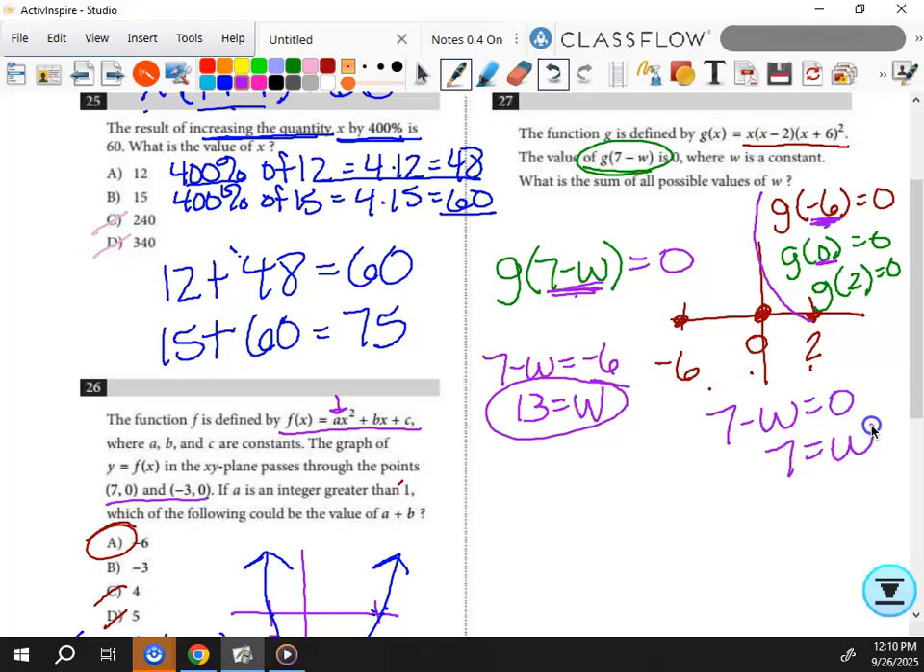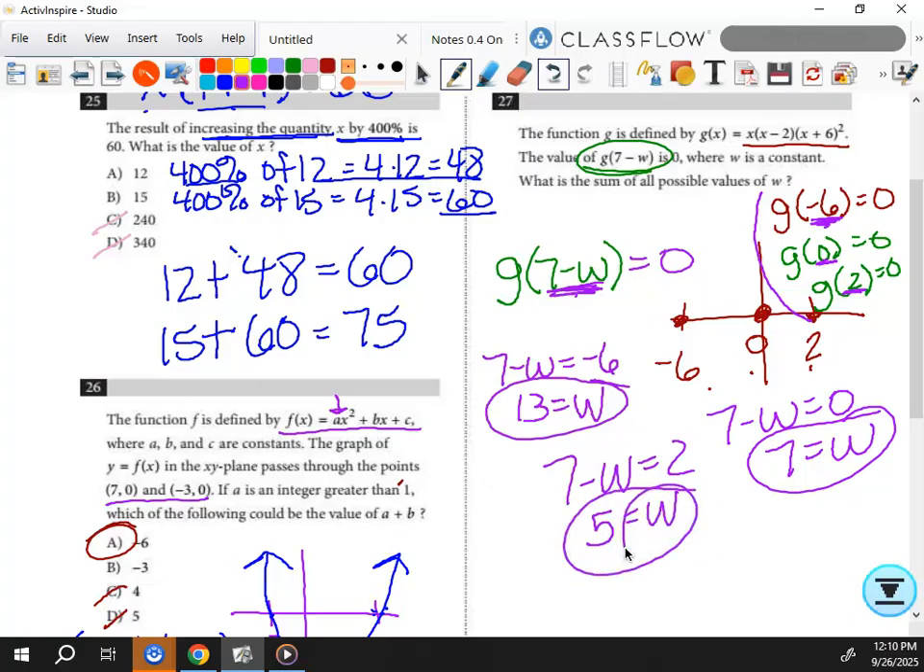7 equals w. I also need 7 minus w to equal 2. So that means that 5 equals w. It then asks me for the sum of the possible values of w. So I have to add these 3 up, and that gives me 25. Get it?